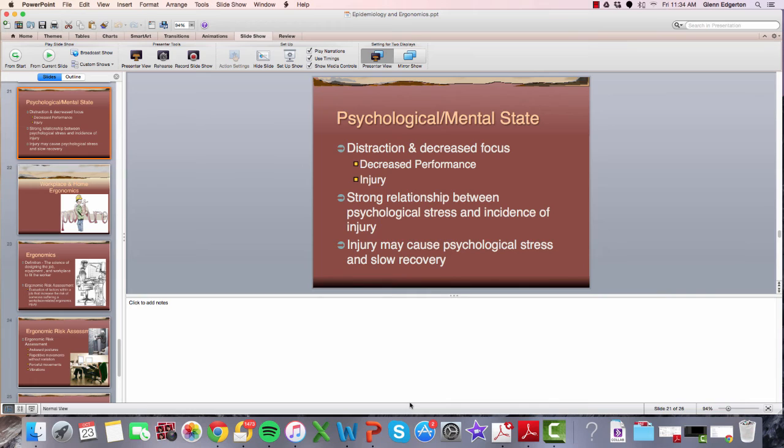There's a strong relationship between psychological stress and the incidence of injury. So not being sound psychologically can increase the incidence of injury. And then injury may also lead to psychological stress and slow recovery. So psychological stress can lead to injury, and injury can lead to psychological stress. So there's definitely a strong relationship between those two variables.